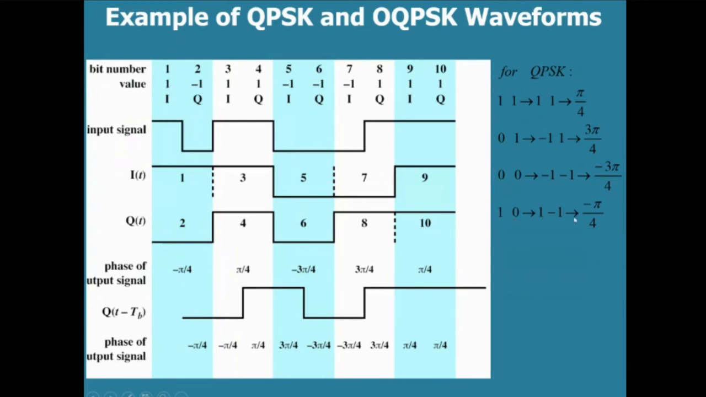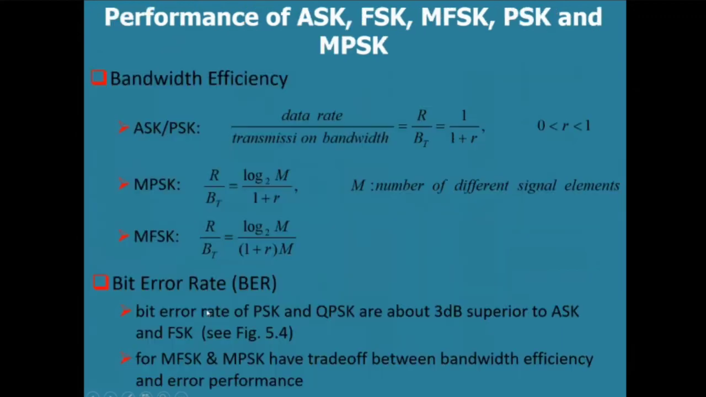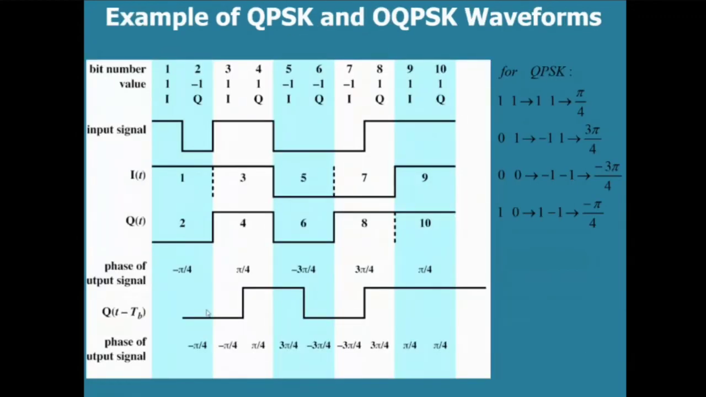For 1 0 it is minus pi by 4. Okay, next one that is 1 1. See here, next third and fourth bit, it is 1 1. For 1 1 the phase shift is pi by 4. See here, it is pi by 4 and it is 0 0, that is minus 3 pi by 4. See here, pi by 4, 0 0. Here 1 minus 1 means 0, that is the value. 0 0 means minus 3 pi by 4 and 0 1 means 3 pi by 4 and here it is 1 1, it is pi by 4. I think now it's clear for you.